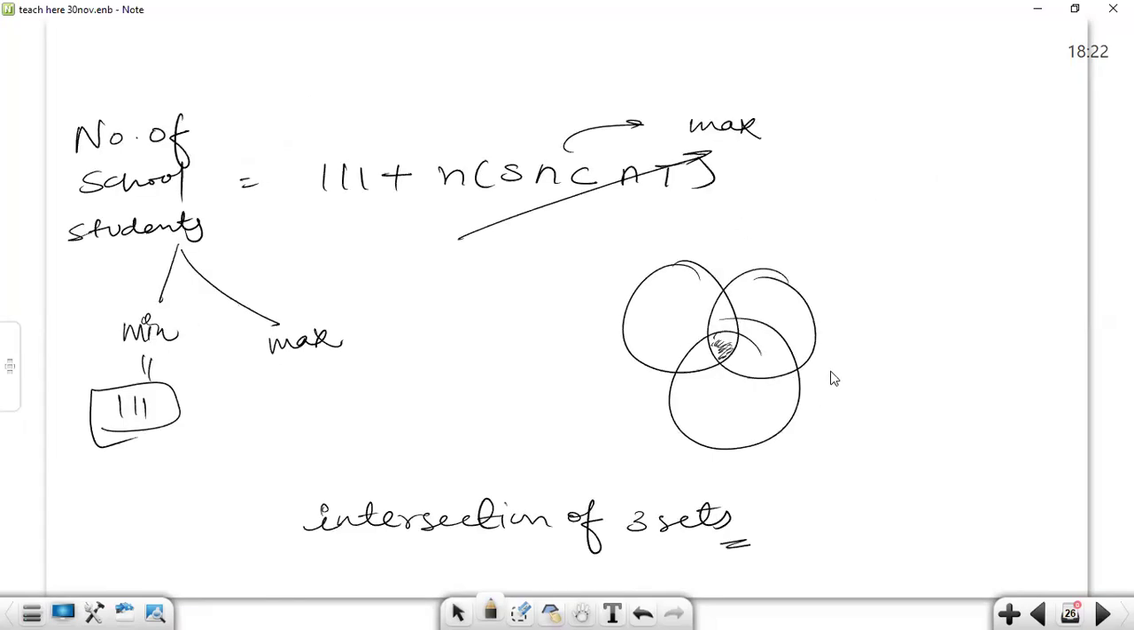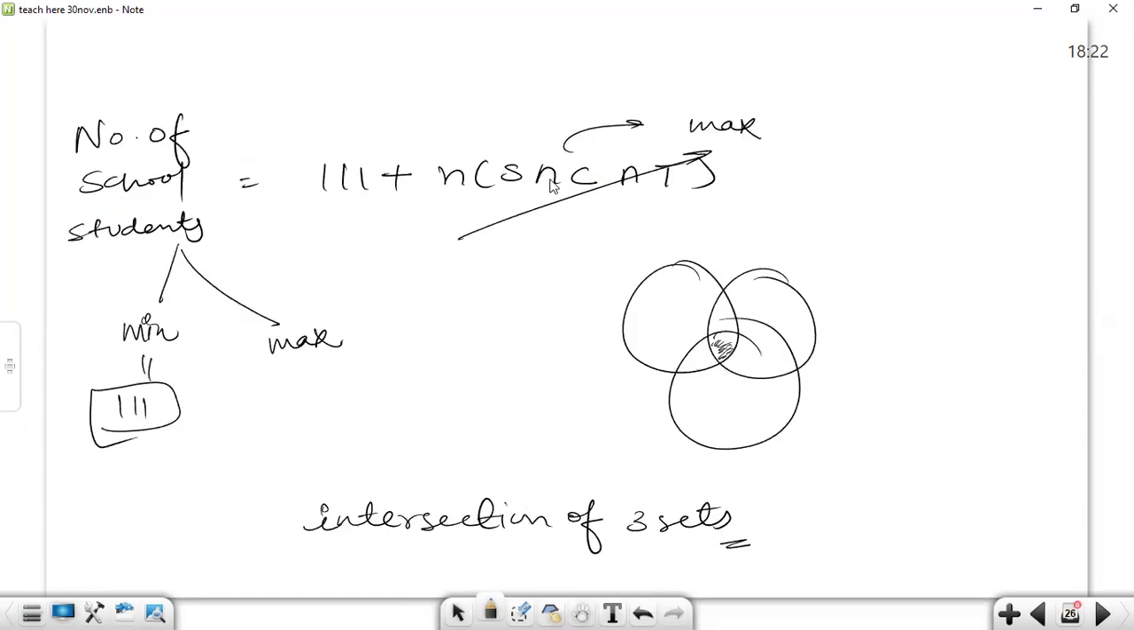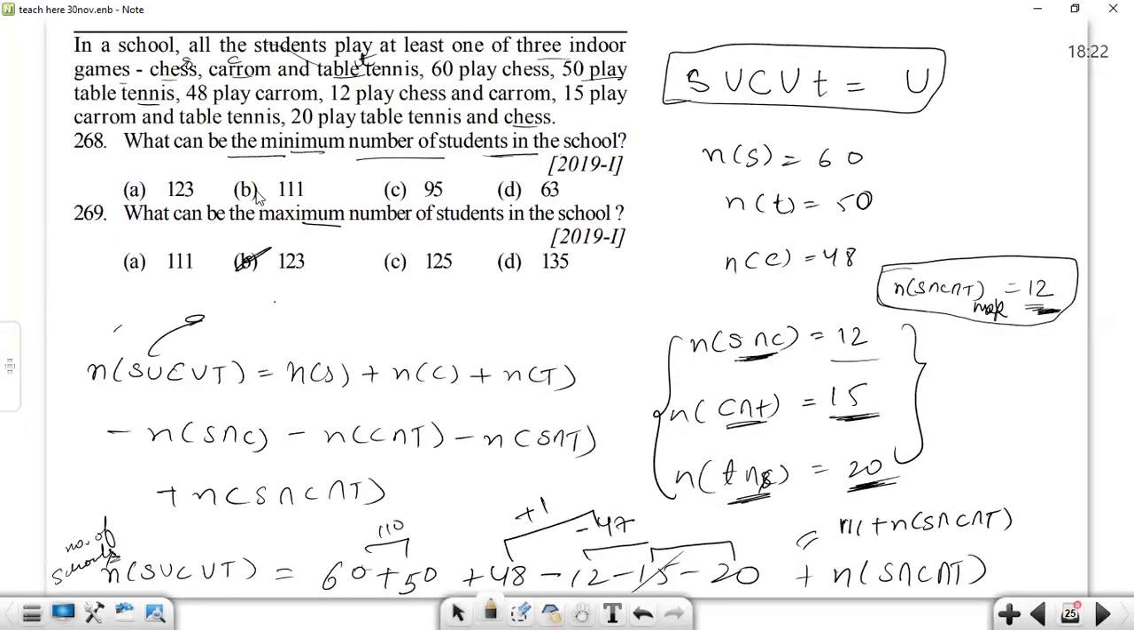So using the same logic, we have considered that the maximum value for this particular three-set intersection is 12. So our answer will become 111 plus 12, which is 123. So option B should be correct, where the minimum number of students is 111 and the maximum number of students is 123. Any doubts, anyone? No, sir.